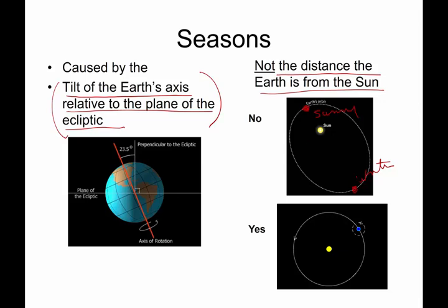Our orbit is quite circular. It's very circular, but it has a little bit of an oblong or elliptical shape. But it's not a huge enough change in distance to account for this heating and cooling. So it goes back to this tilt of the Earth's axis, and this is how this works.